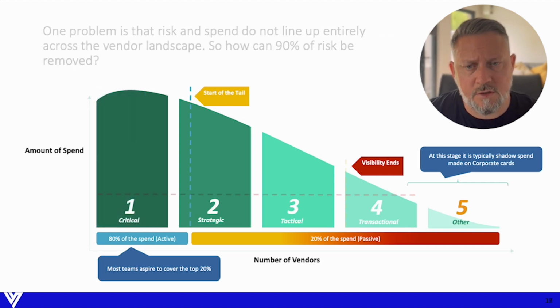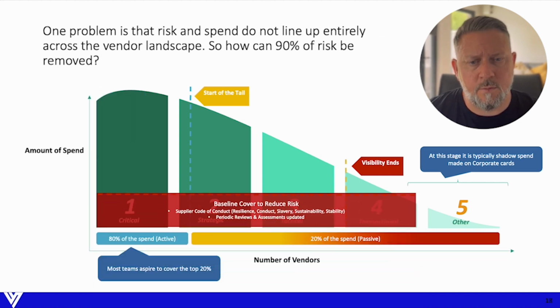So how does an organisation change away from that and look at the first problem, which is how would you, in one step, remove like 90% of the risk of all the vendors that sit in your supply chain? You wouldn't necessarily do that by managing the biggest 10% where most of the spend sits. You'd look at how you could use a set of baseline standards to cover things like a supplier code of conduct, to talk to your vendors around how resilient they are from a business perspective, how they conduct their business, are they anti-slavery, are they sustainable, and are they stable as a supplier?